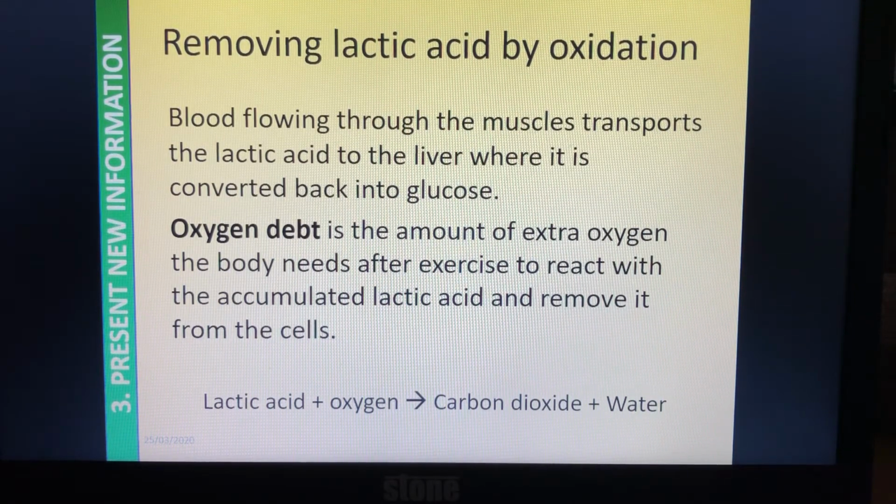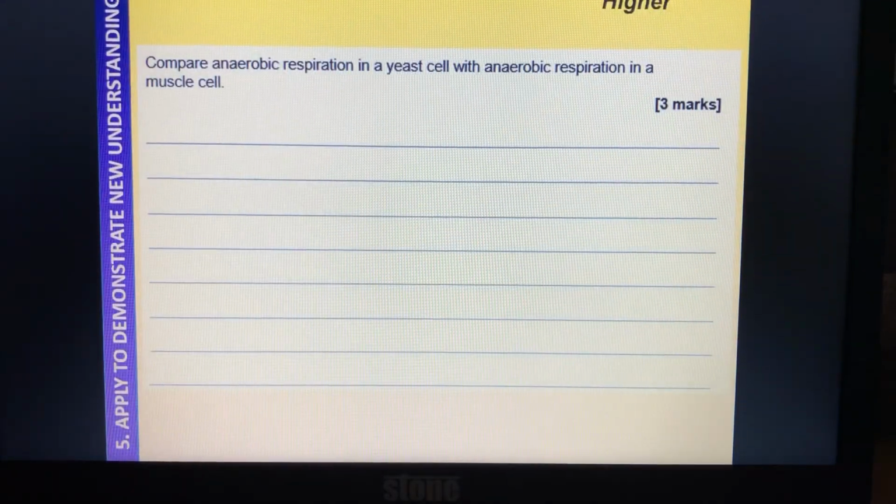Okay, if you need to pause, do so now. Okay, we've got another question here. This is a higher question, but I think we can all give it a go.